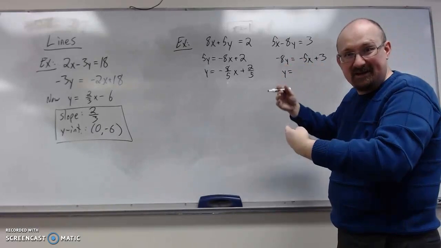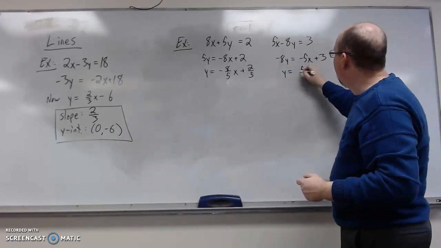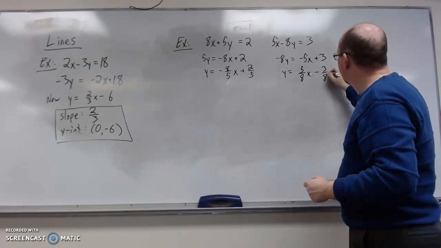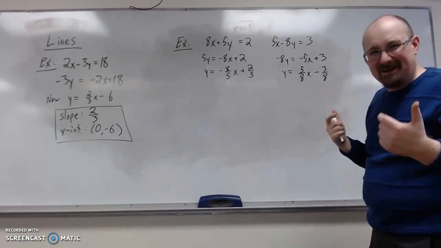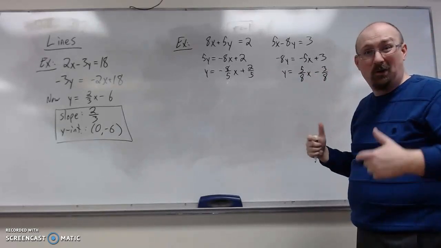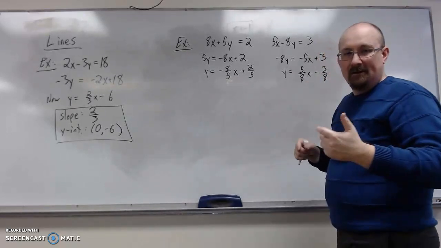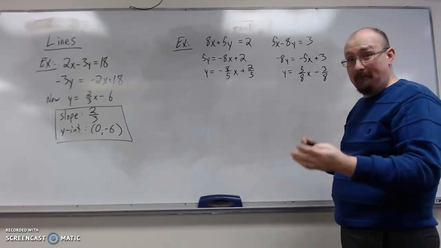2 negatives. The negatives bash into each other like the Monday Night Football helmets and go poof. We have positive 5/8 x minus 3/8. So as it turns out, we don't really need these constant terms. The y-intercepts don't mean anything to us as far as parallel or perpendicular. We just need to zero in on these slopes. Are they exactly the same? No, they're not. So they're not parallel.